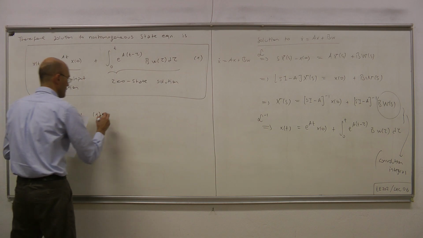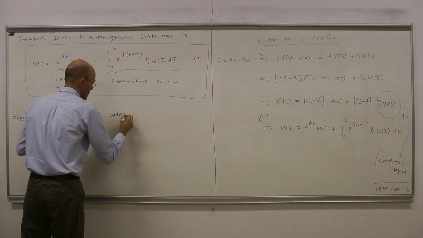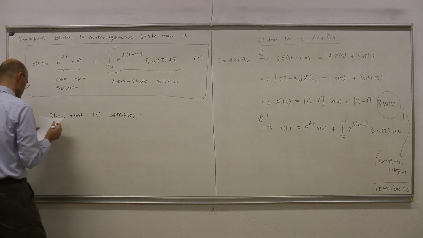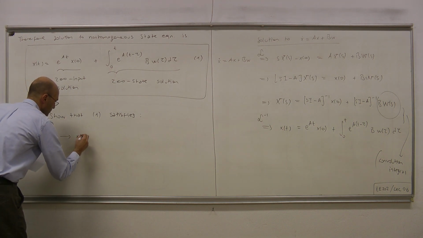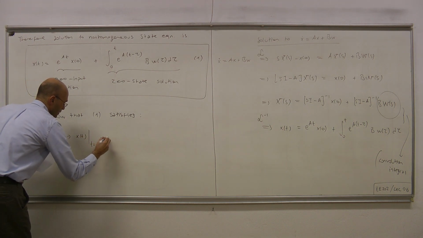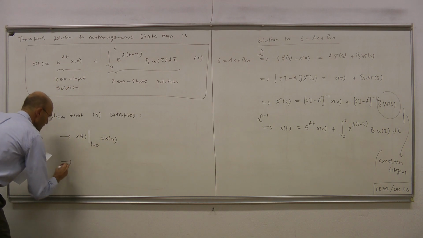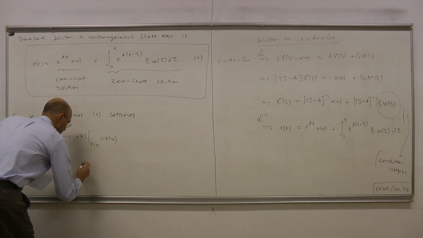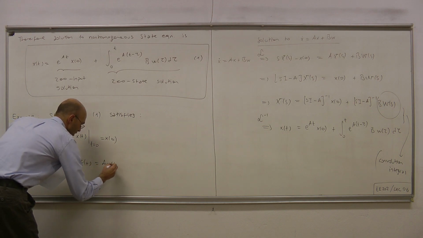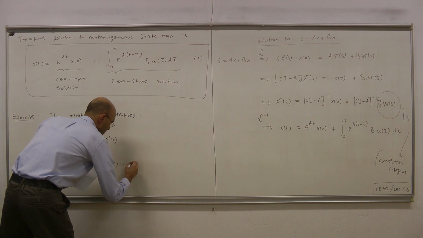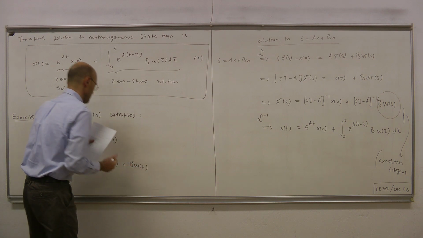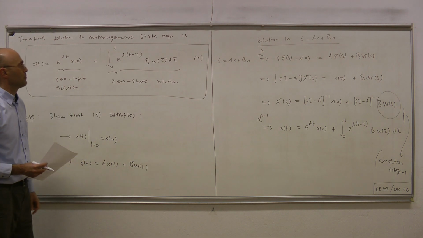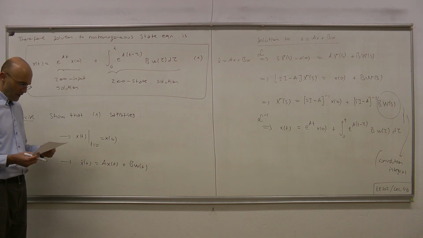So show that the general solution satisfies what it should satisfy, namely the initial condition constraint and the differential equation constraint, x dot equals A times x of t plus B times w of t. This is almost immediate, and this requires just a little bit of work, but it's also doable.